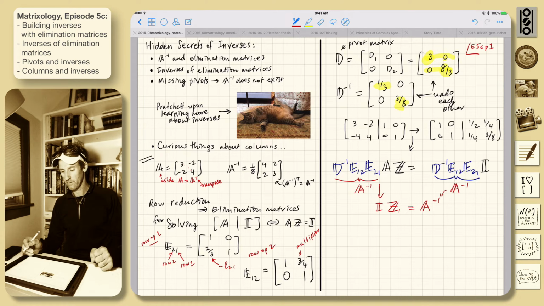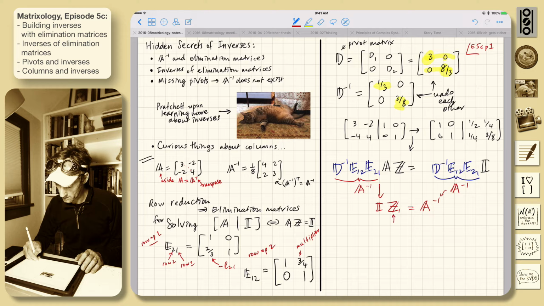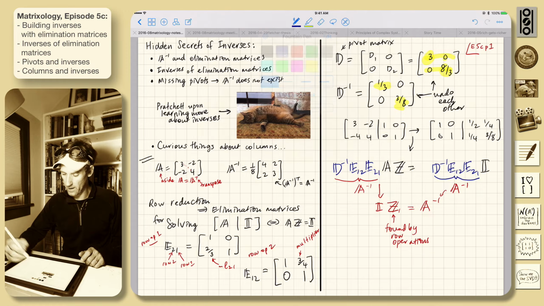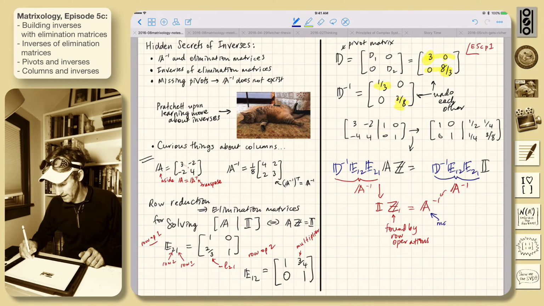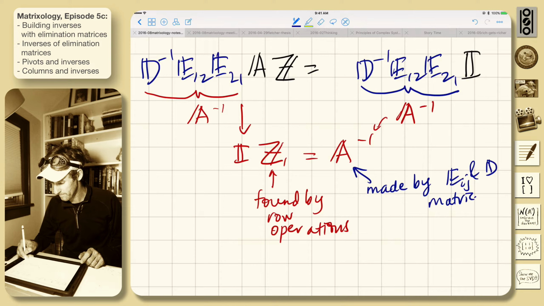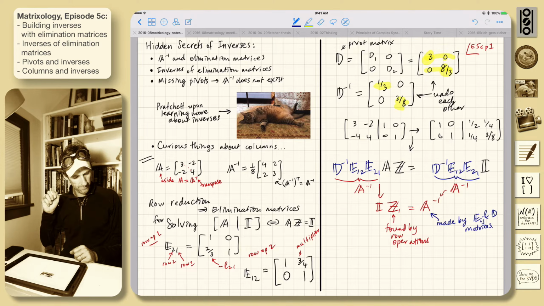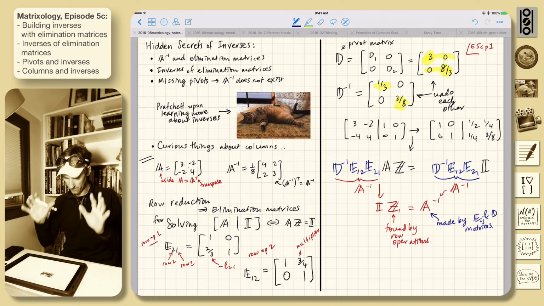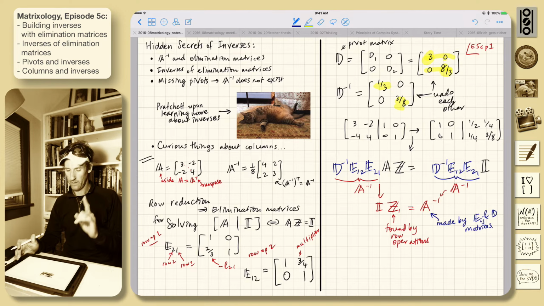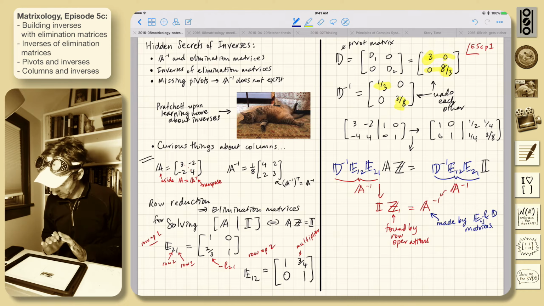So the thing we uncovered through row operations, found by row operations, is at the same time also made by elimination matrices, the E matrices and D matrices. So there are two ways to get to them. They equal each other. We'll come back to that. This is an important thing that we have done. The next thing is to see how the inverses of these elimination matrices work. So let's do that next.